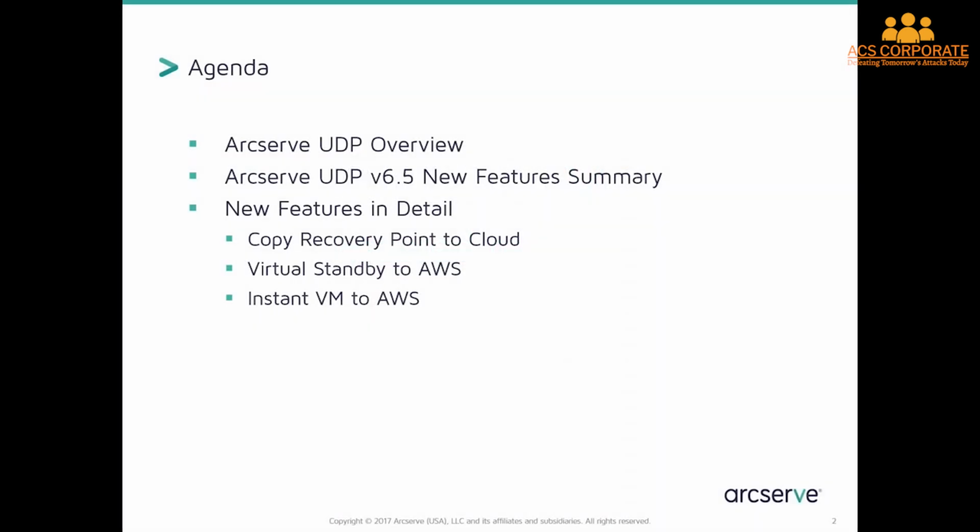During today's session, we'll have a quick overview of what the Arcserve UDP solution entails. We'll have a summary of the new features that have been introduced in UDP 6.5, at least the key new features. And then we'll take a look in detail how to use and implement some of the new features, specifically how to copy recovery points to cloud, how to perform virtual standby into AWS, and how to perform instant VM into AWS.